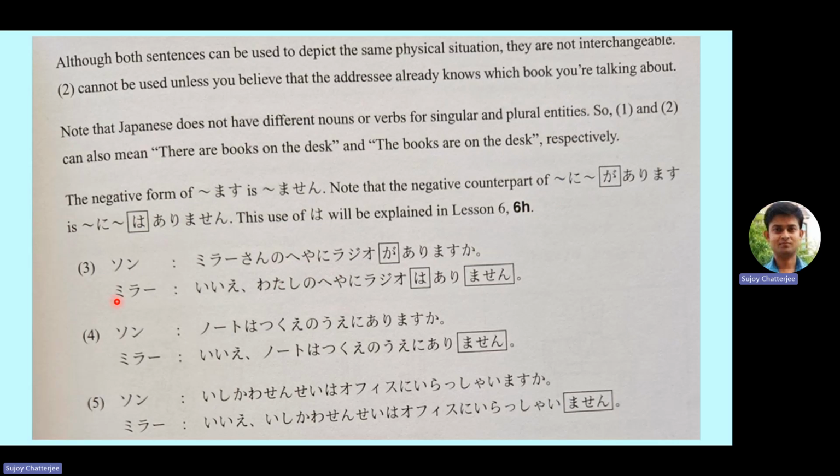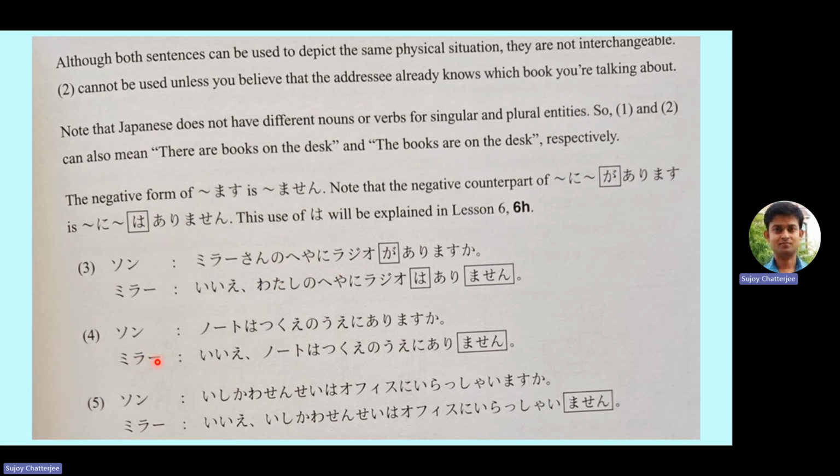So he replies, Ie, watashi no heya ni radio wa arimasen. This is to explain the concept that in the question it was ga, but since the answer is in the negative, masen, ga will become wa here. So, Ie, watashi no heya ni radio wa arimasen.